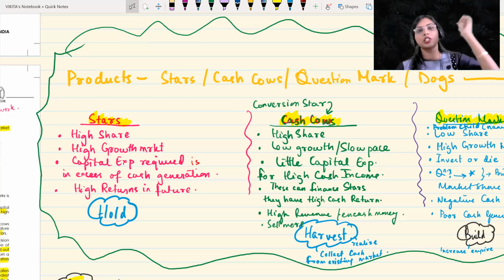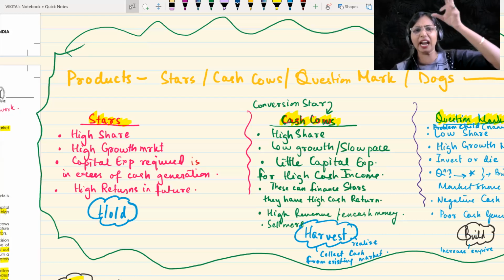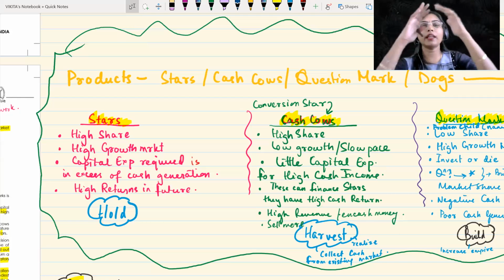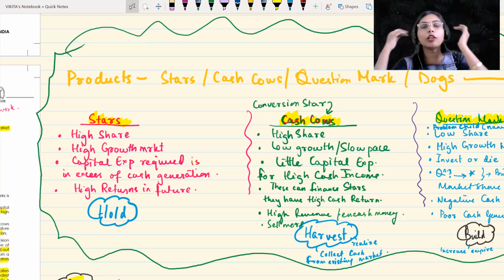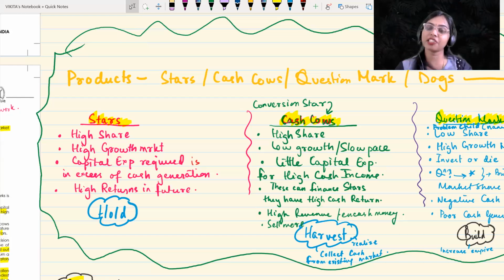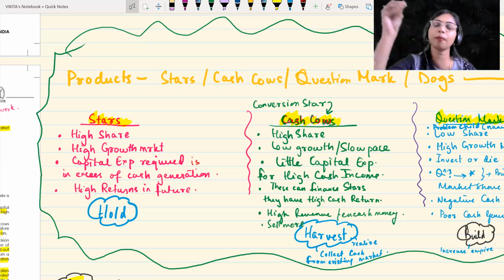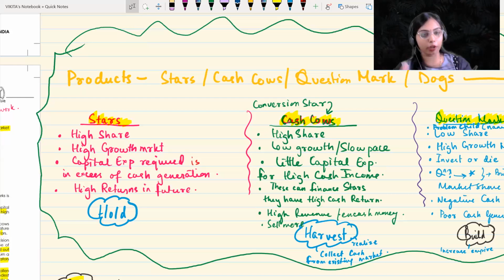The first is the star model. What happens in the star model? You have high growth, high share, right? So in this case capital expenditure is required in excess of cash generation, meaning you have to invest a bit more and build, you need to hold the particular product. High returns we will not get at that time, but we'll get them later in the future.